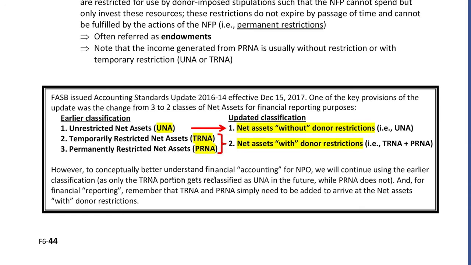However, to conceptually better understand financial accounting for not-for-profits, we will continue using the earlier classification. And for financial reporting, just remember the updated classification, where UNA is net assets without donor restrictions, and TRNA and PRNA, which is temporarily and permanently restricted net assets, are combined together into net assets with donor restrictions. Now, I want you to remember this. So put a star here.